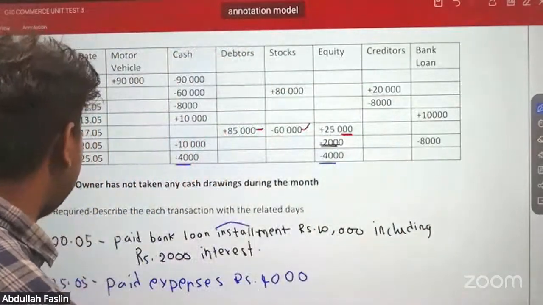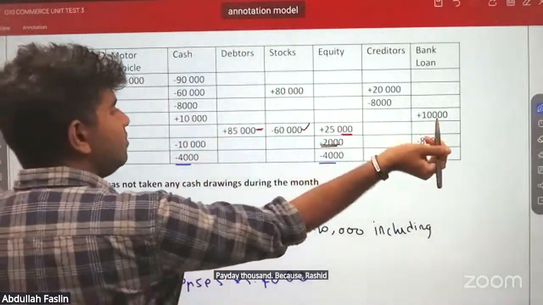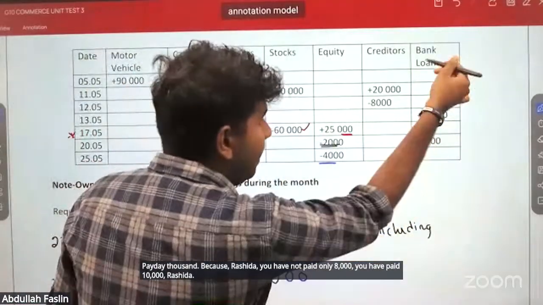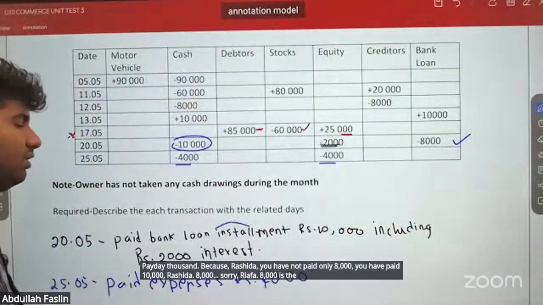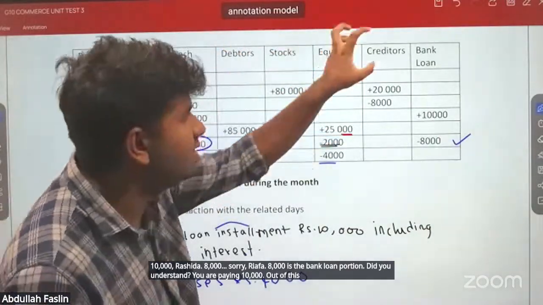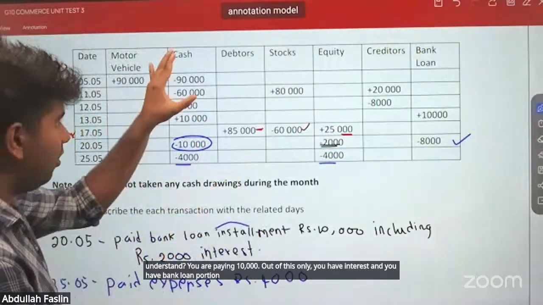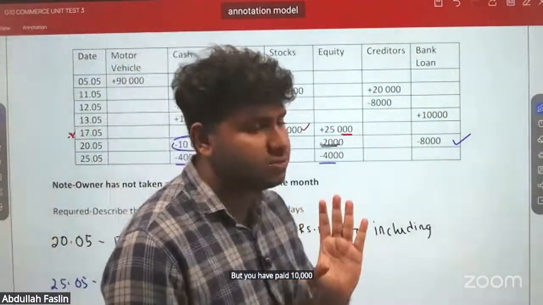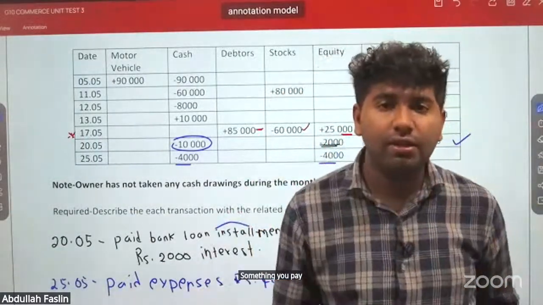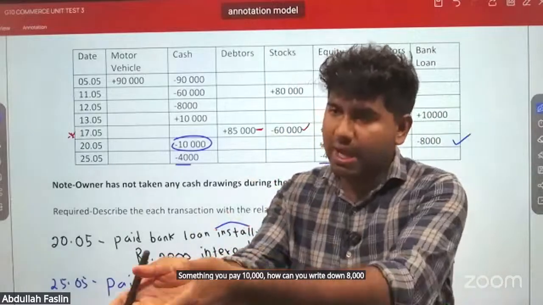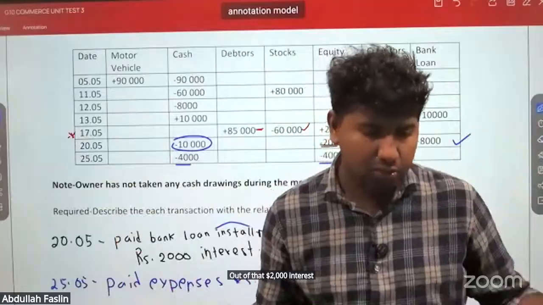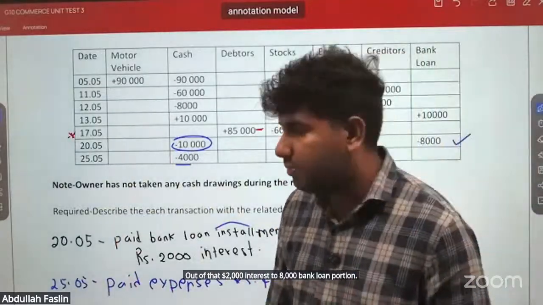Paid 8,000? Because you have not paid only 8,000. No, you have paid 10,000. Sorry, 8,000 is the bank loan portion. Did you understand? You are paying 10,000 to the bank. Out of this, you have interest and the bank loan portion. You can't write down paid 8,000 because you are paying 10,000. How can you write down 8,000? Out of that 10,000, 2,000 is interest and 8,000 is the bank loan portion. Okay, very good.